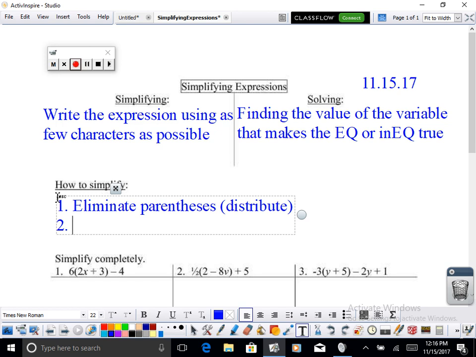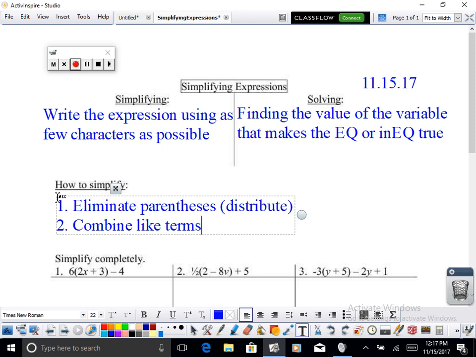The other thing that has to happen when we're trying to simplify an expression, we also want to combine like terms. And that's an expression that you're going to hear a lot. You're going to hear combine like terms for pretty much all the math classes that you're taking from now on.